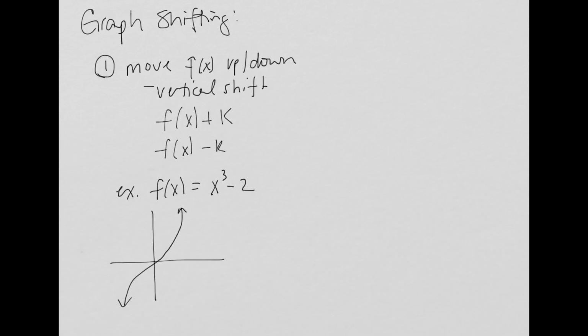Well, you know what x cubed looks like, so we're going to start with that. Start with what you know. You know what x cubed does. From there, we're just going to take it and subtract 2. That's a vertical shift down, so we're going to take this point that was at the origin and move it down 2 places. Same shape of the graph, only we've moved it down 2.